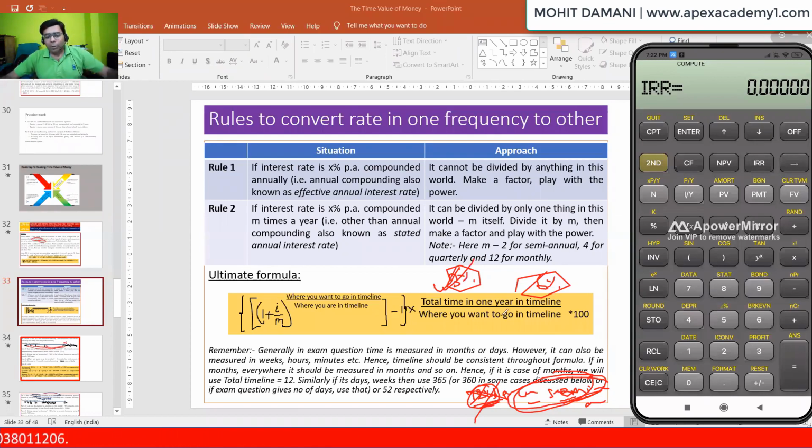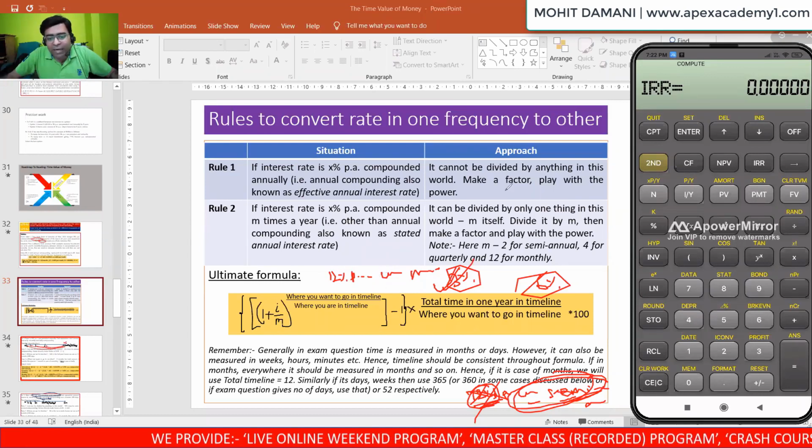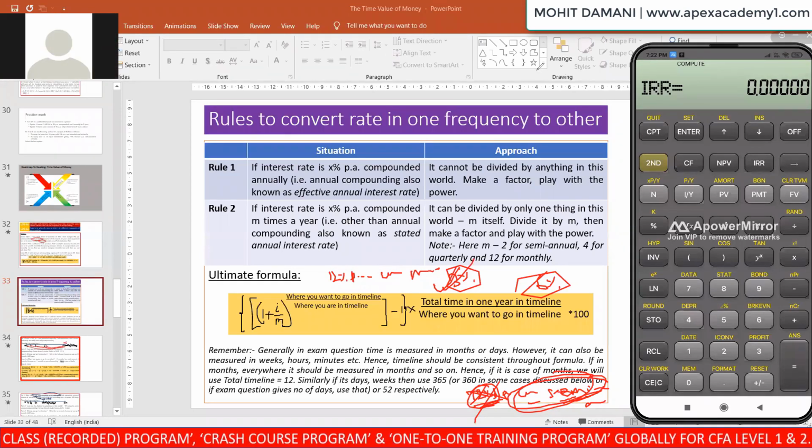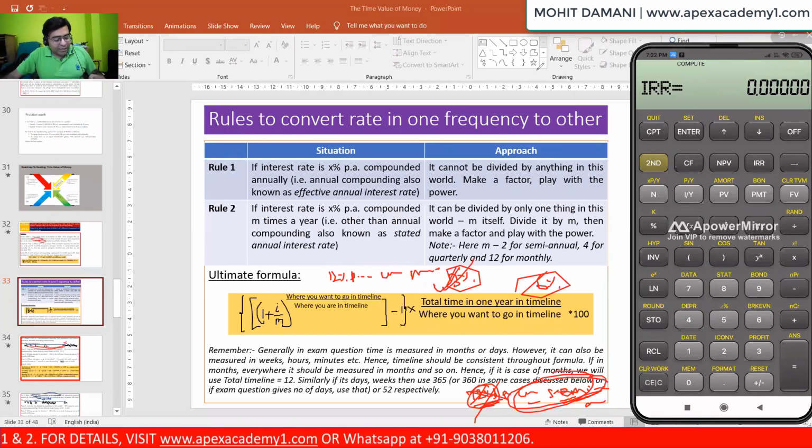Number two, if it is 12% per annum compounded monthly, sir, I don't see 12. What do you see? Guys, I'm asking you, what do you see over here? Please unmute and respond, or you can use the chat box also. Yes, 1%. Yes, 1%. Make this a habit. If you make this a habit, trust me guys, 90% of your interest rate conversion issues will go away.